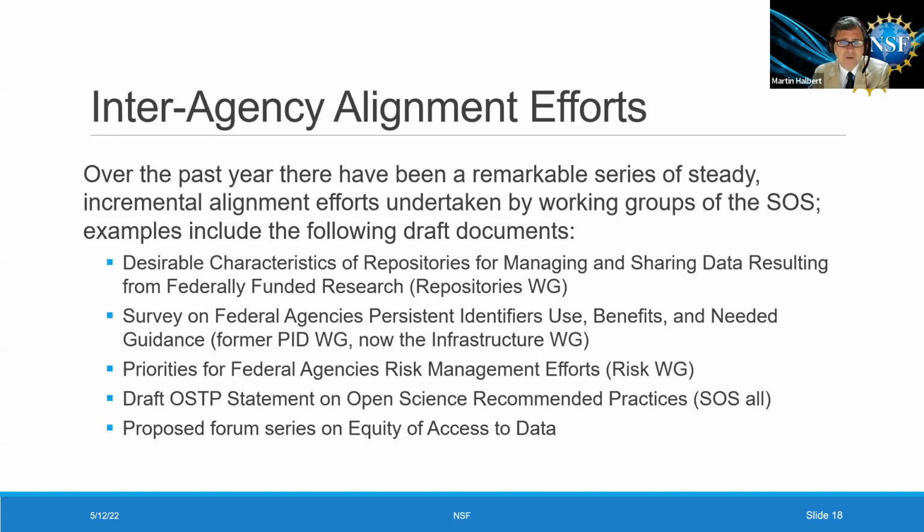There was a survey of federal agency practices regarding persistent identifiers use and guidance that I hope will be issued publicly soon. There have been a series of documents around priorities for federal agencies' risk management efforts coming out of the risk working group. A draft OSTP statement on open science recommended practices, and finally, a new working group that I'm in the planning committee for on equity of access to data that is addressing very important issues of equity today in this space.